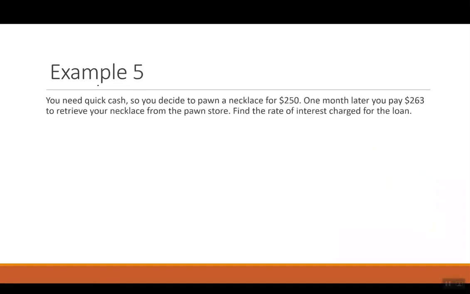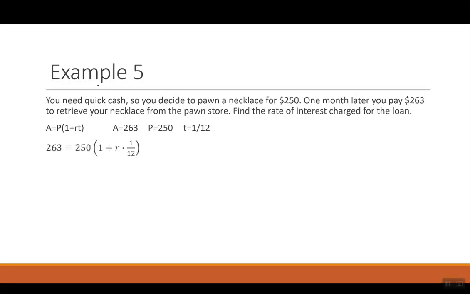So let's try another one. Let's say we needed quick cash. So we decide to pawn a necklace for $250. And 1 month later, we want our necklace back, and they charge us $263 to retrieve the necklace from the pawn store. So we want to find the interest rate charged for the loan. So we could do A equals P times (1 plus RT), because we know this A in the future, we pay $263 based on the P, $250, that we got. And we know the time that elapsed was 1 month, so that's 1/12 of the year.